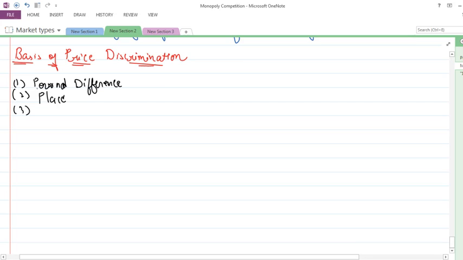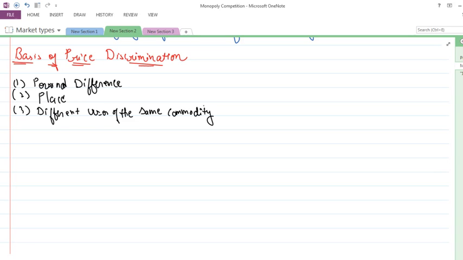The third basis for price discrimination is different uses of the same commodity. For example, when a particular product or service is meant for different purposes, different rates may be charged depending on the nature of consumption. Different rates may be charged for electricity for heating, lighting, and productive purposes in industries and agriculture, whereas electricity would be charged at a higher rate for domestic use.